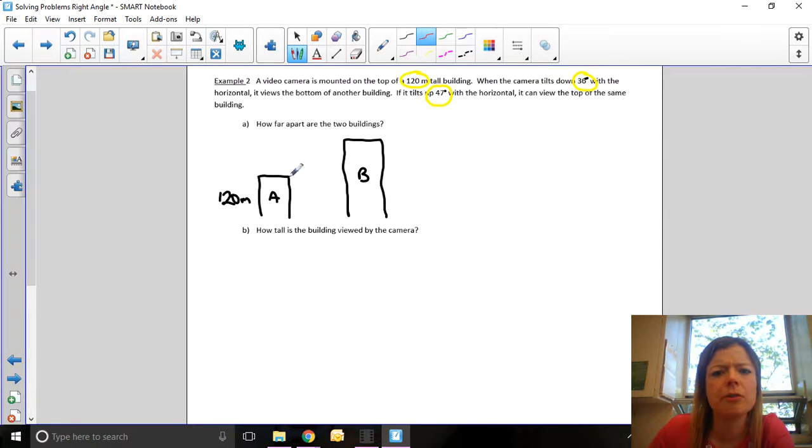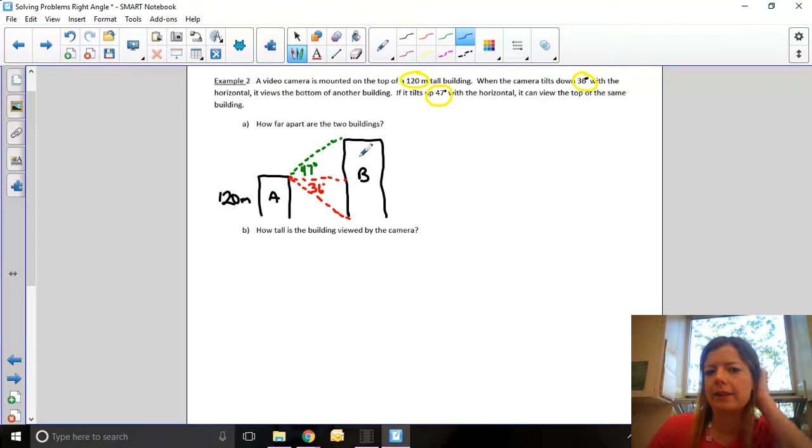Okay, so there's a camera right here. If it tilts down 36 degrees, how do we draw that? Well, here's how it sees the bottom of the building. You should really use a ruler here. It's kind of hard on this trackpad, but think about what 36 degrees would be. You have to make it 36 degrees with some horizontal. So this here is 36 degrees. Then it sees the bottom. And if it tilts up 47 degrees, it sees the top. So this is 47 degrees here.